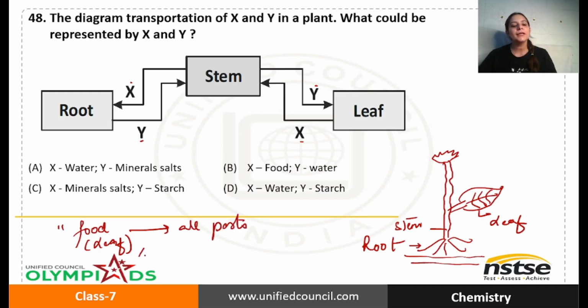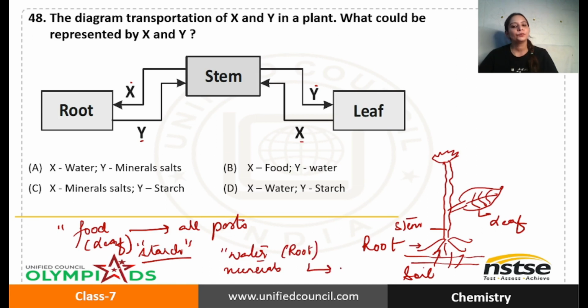And mostly the food is formed in the form of starch. So instead of writing food, we can also write starch here. I am telling you starch because in the options you can see starch. That is why I am confirming food or starch are one and the same thing for plants. And now water absorption. Water and minerals are taken up through roots from the soil. So we can write here water along with minerals are transported from root to all parts of the plant, whether it is stem or leaf.